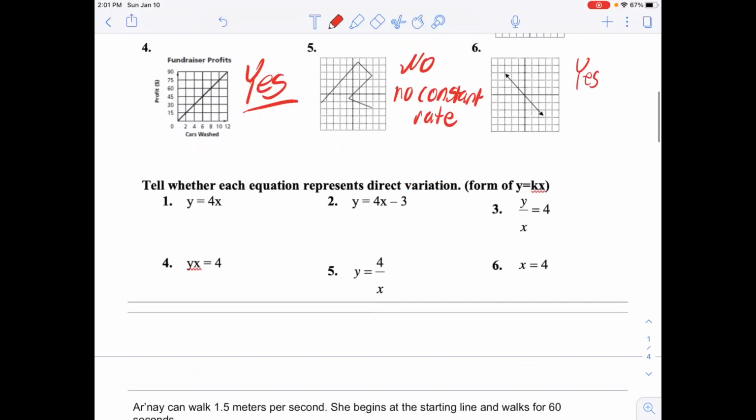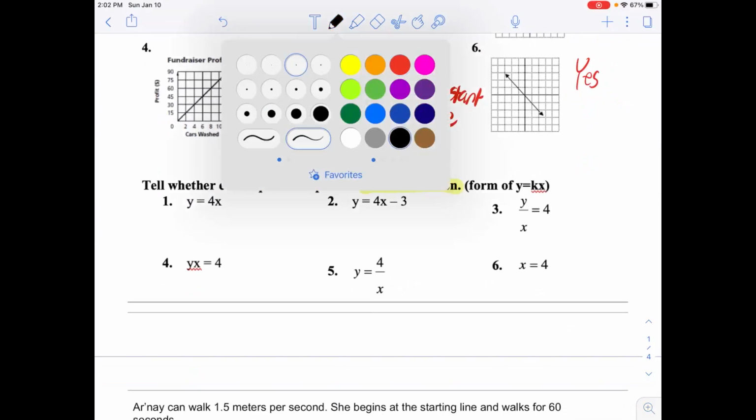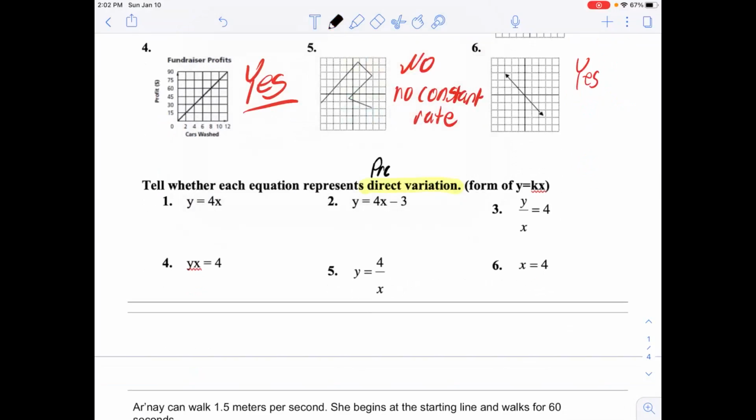The second type of thing we're going to do here is tell whether each equation represents direct variation. Direct variation is just another phrase for a proportional relationship. They mean the same thing. Some places like to use direct variation, some places like to use proportional relationship. But it's really important that you are able to recognize that direct variation and proportional relationship mean the same thing.